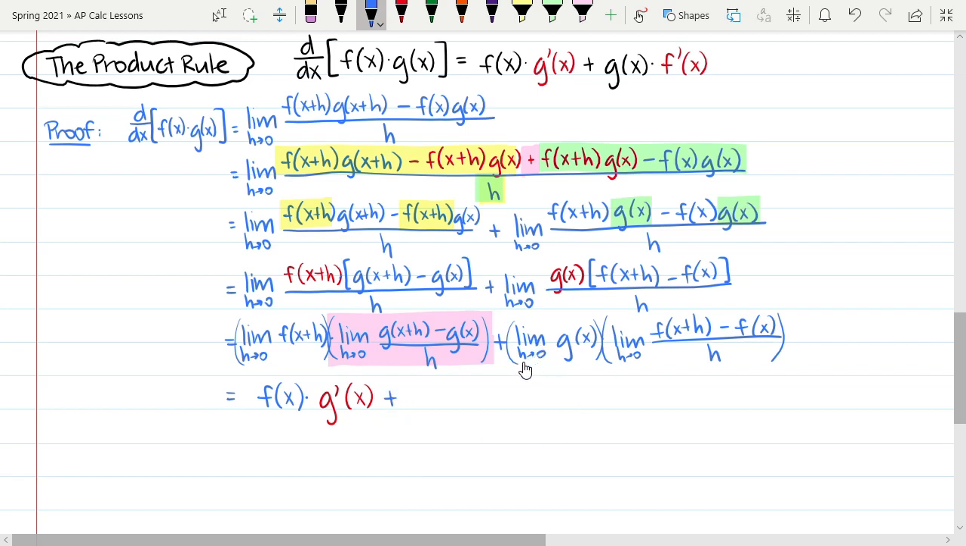plus the limit as h approaches 0 of g of x. Remember, if your function's in terms of x, but your limit is dealing with h, then g of x is considered a constant. So the limit of g of x as h approaches 0 is just g of x, times, and then finally, this limit here, as h approaches 0 of f of x plus h minus f of x all over h, again, we should recognize that that's just f prime of x. And therefore, that is our product rule.